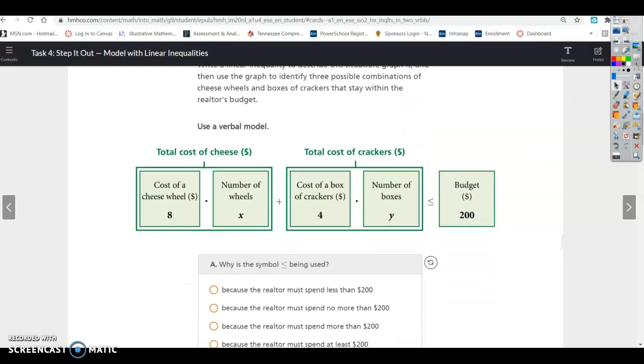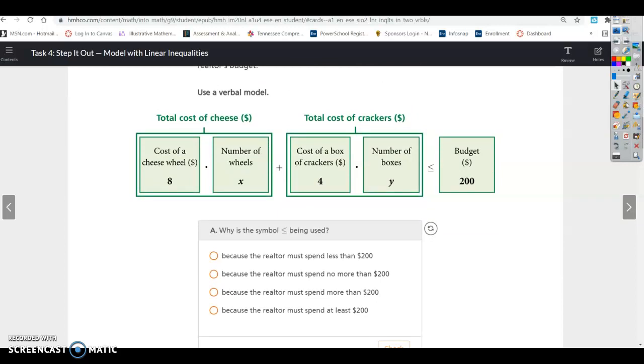All right, so it says use a verbal model. We know that cheese costs $8 each, and we don't know how many we're going to have, so we're going to call the number of cheese wheels x. Boxes of crackers cost $4 each, and we don't know how many boxes of crackers yet, so we're going to call that y. And we know that it has to be less than or equal to $200 because the realtor has $200 to spend on cheese and crackers for the open house. So that means she can't spend more than that.